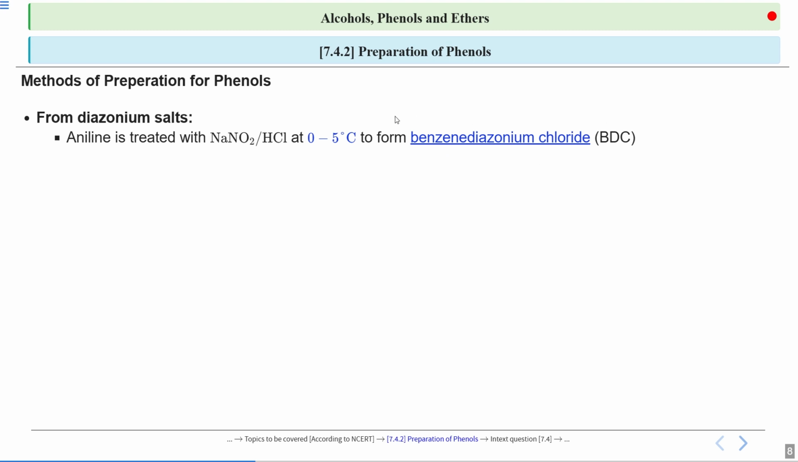That is, we will get BDC, that is benzene diazonium chloride. And then this diazonium salt is warmed with water to produce phenol. So here we'll use warm water.